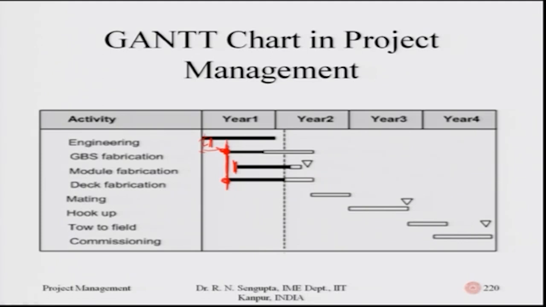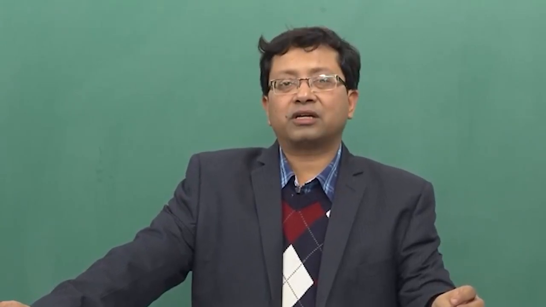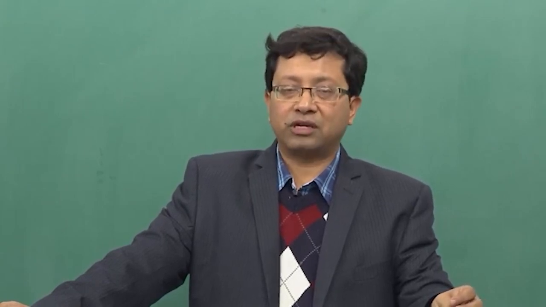If you see this deck fabrication and mating work, the overall time difference between the ending and the starting is 0. It may so happen that due to some circumstances, some resource constraints, this goes further to the right, that means a delay is there, then the overall project can be shifted. So, these Gantt charts give you in a very simple sense how the works are related to each other and what the overall time frame taken for each activity of the project is, and how there are slacks which can be utilized in order to minimize any overshooting of the time for the project as such.